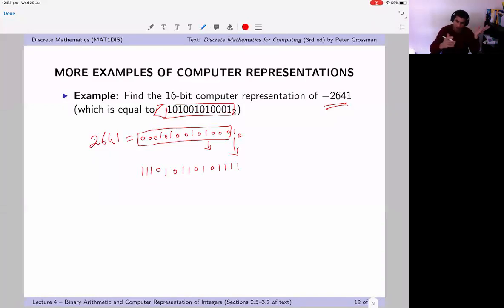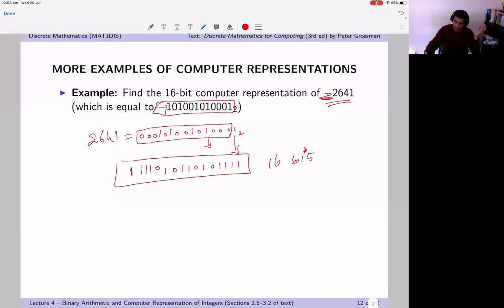And since this number was negative, the first sign bit is 1. So this would be my 16-bit representation of the number negative 2,641.